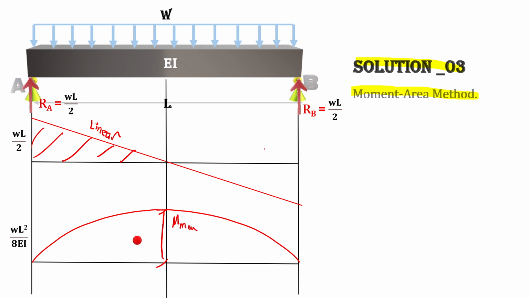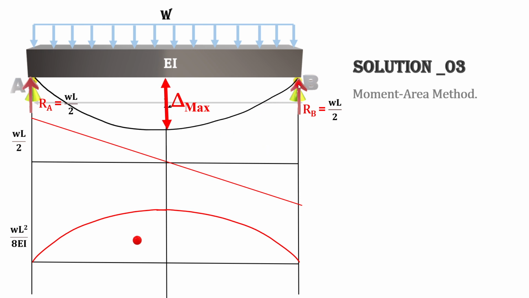So the numeric value for that: if this is L over 2, the area of this triangle is a half of WL over 2 times L over 2, and it just gives us WL squared over 8. And if you divide it by EI for calculation of deflection, it gives you WL squared over 8 EI. So far we drew the shear and moment diagrams.